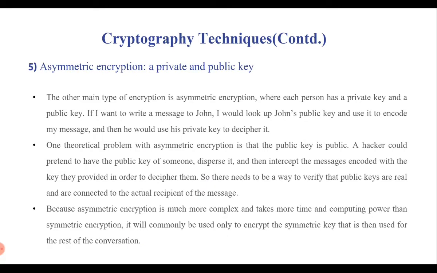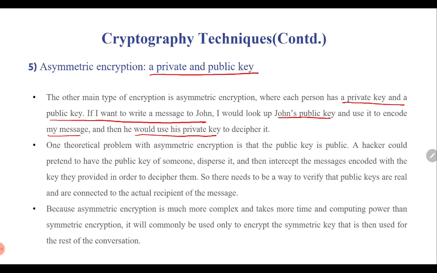So the next is asymmetric encryption. This involves using a private key and a public key. So initially in symmetric we had the same key for encryption and decryption. Here we have a public key and a private key. The other main type of encryption is asymmetric encryption, where each person has a private key and a public key. If I want to write a message to John, I would look up John's public key and use it to encode my message, and then he would use his private key to decipher it.